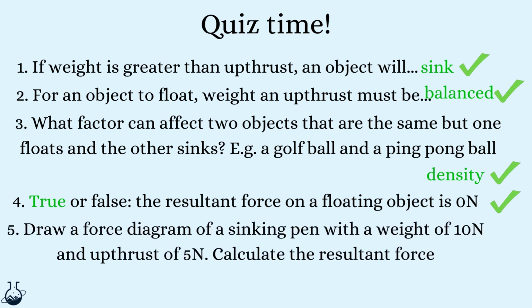And finally, question 5. Draw a force diagram of a sinking pen with a weight of 10 newtons and upthrust of 5 newtons. Calculate the resultant force. Your diagram should look something like this. The weight arrow pointing down should be larger than your upthrust, labelled like so, and a resultant force of 10 take away 5 newtons, which is 5 newtons downwards. The pen is sinking.